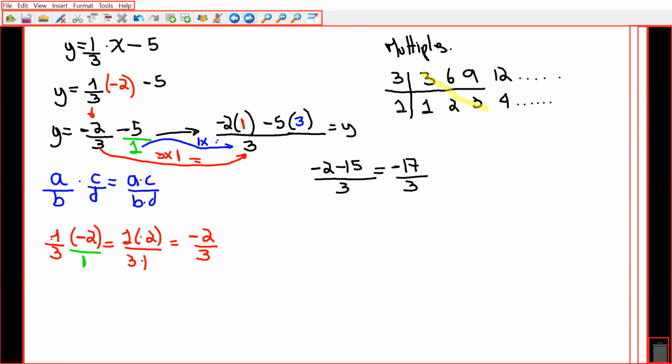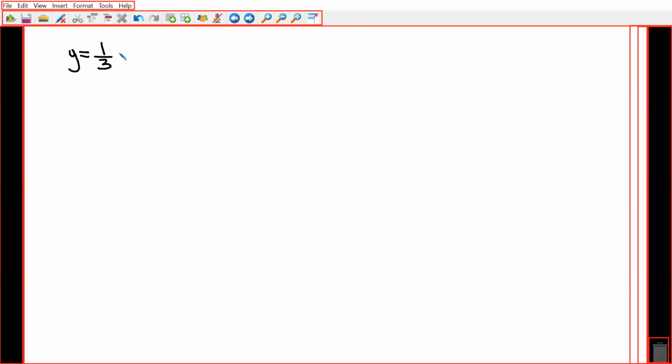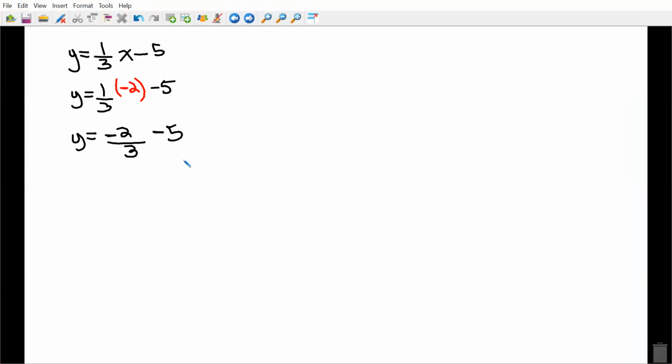So I'm going to say now, y is equal to 1/3 x minus 5, and I'm going to be replacing my x for a negative 2. When I replace this, y is going to be equal to negative 2/3 minus 5. Can I do the subtraction, guys? Yes or no? They don't have the same denominator. So I will again say, let's imagine there is a 1 under the 5, because any number divided by 1 is the same number.